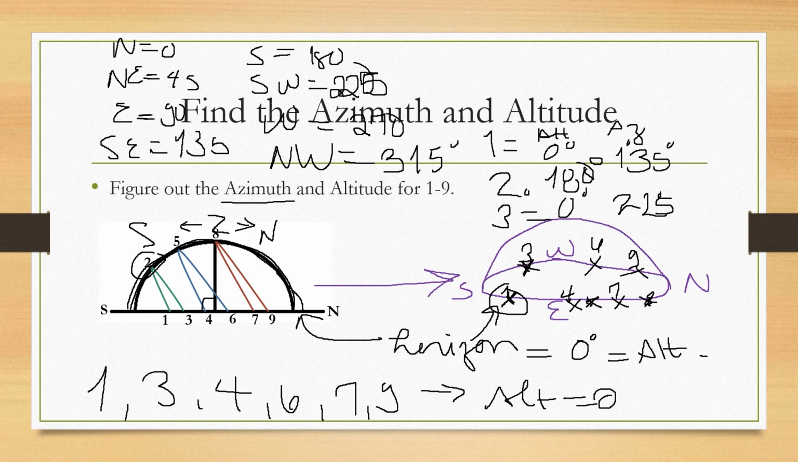Now let's look at azimuth. If this is our right angle, and up here is 90, and this is 0, about here is 45. What do you think number 2 is?